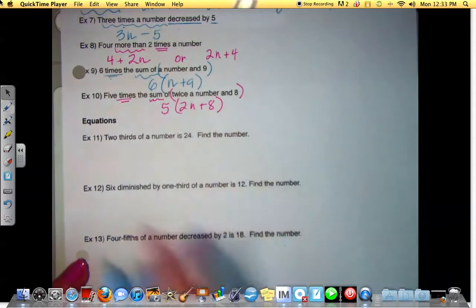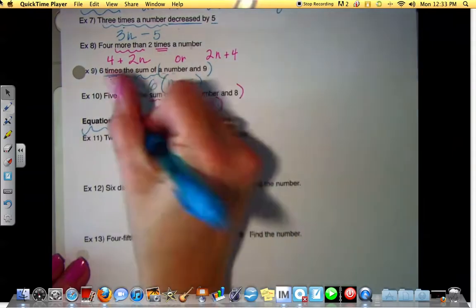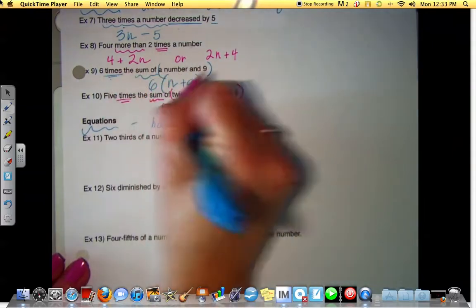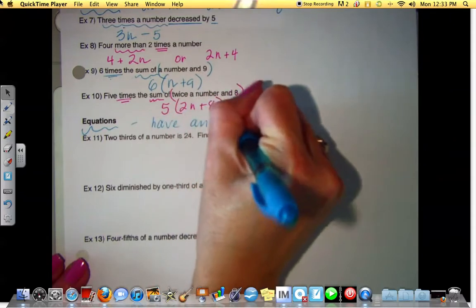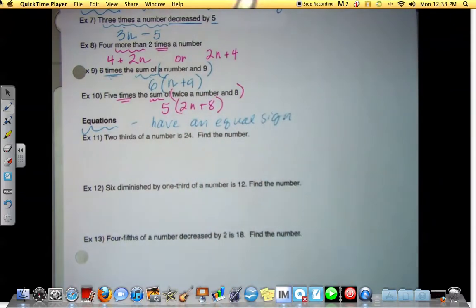All right, equations. With equations, we have an equal sign, and we need to solve. Those are different than expressions.